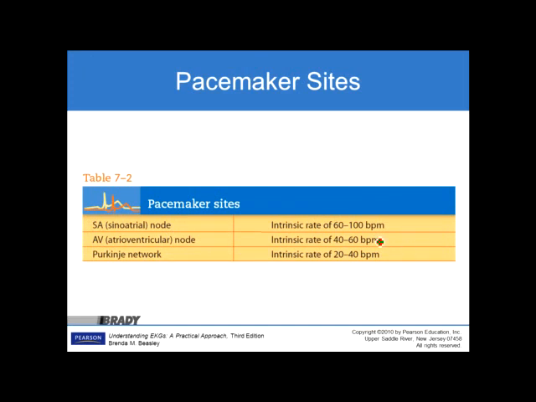Pacemaker sites, and we're going to grade them or rate them by their intrinsic rate. So the SA node's intrinsic rate is 60 to 100 beats per minute. The AV node's intrinsic rate is 40 to 60 beats per minute. And the Purkinje network, or the muscle tissue of the myocardium or the ventricles, is at 20 to 40 beats per minute.